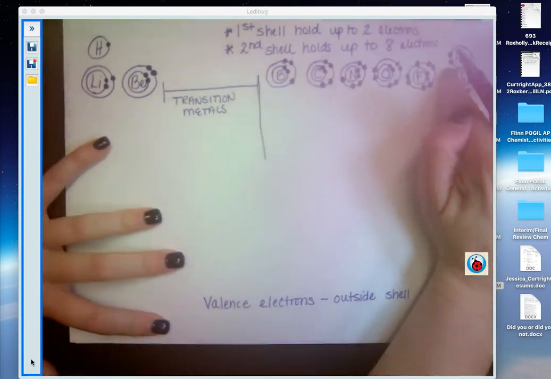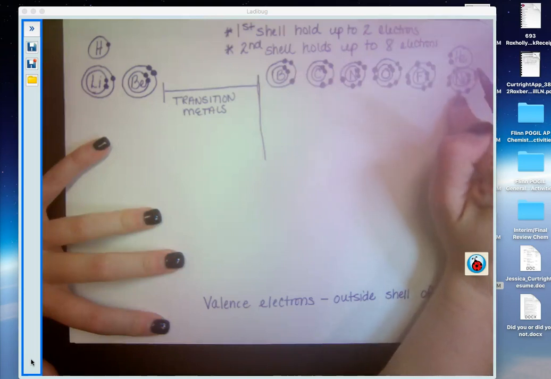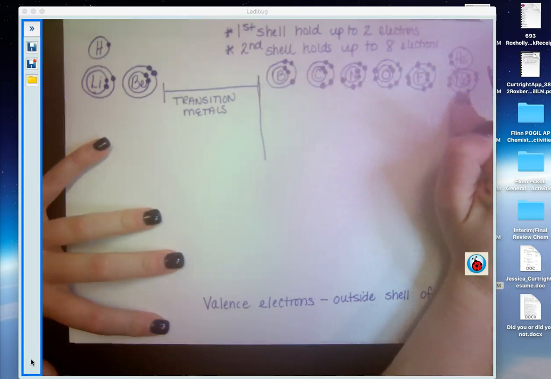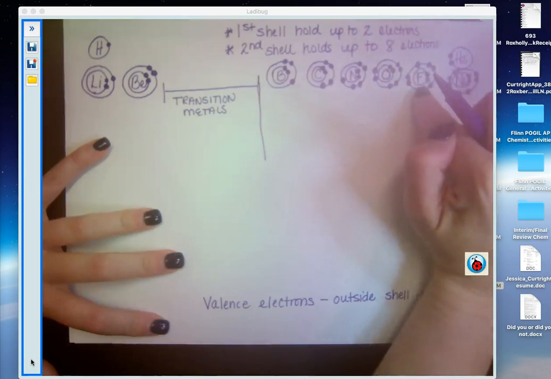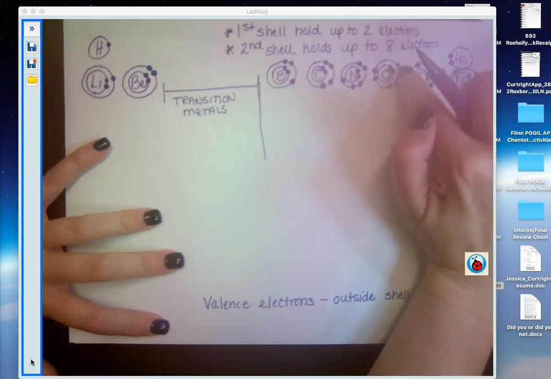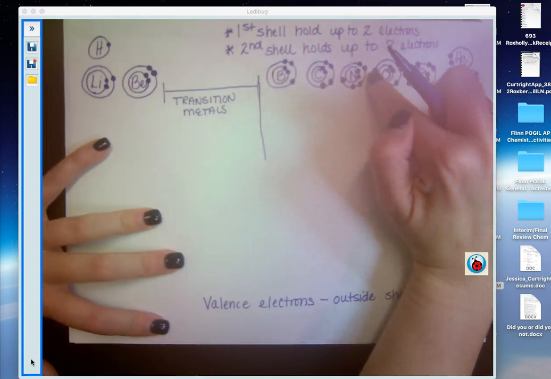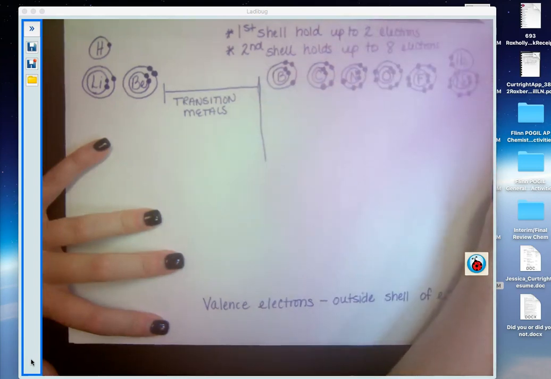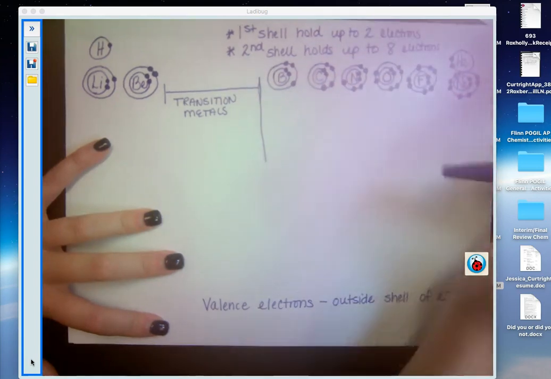So for example, helium, its outside shell has 2 electrons. Neon, right below it, its outside shell has actually got 8 electrons. Fluorine has got 1, 2, 3, 4, 5, 6, 7 valence electrons. Oxygen has got 1, 2, 3, 4, 5, 6 valence electrons. Each one has a different number of valence electrons.